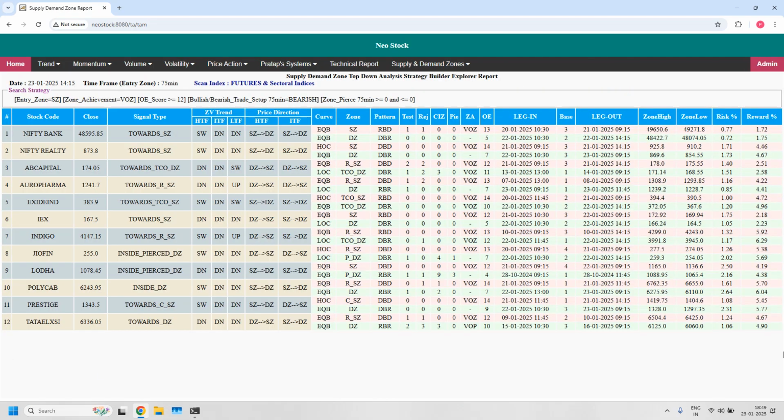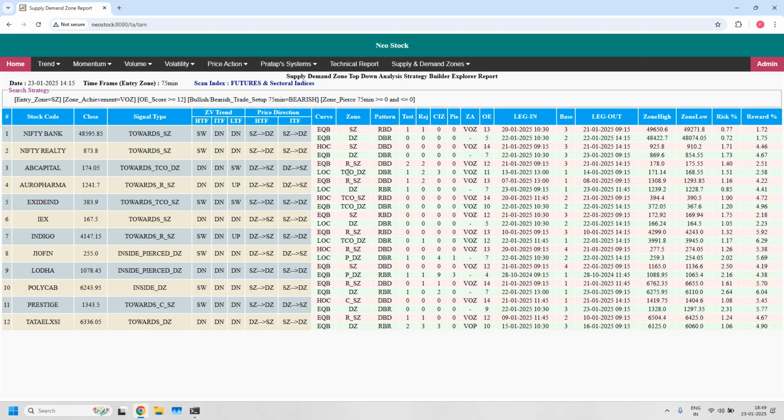We got 12 stocks. And all these 12 stocks are currently supporting bearish trade setup for weekly income trade. And entry time frame zones are 75 minute supply zones. All these 75 minute supply zones.